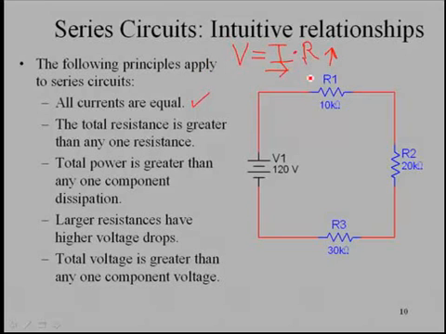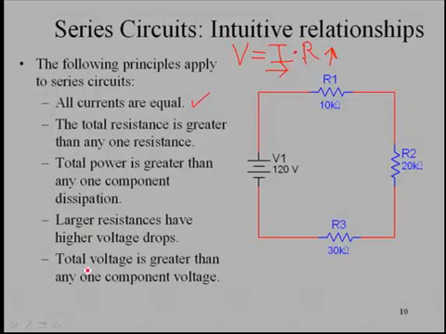And so we have three components here. This is the largest, 30K, so this would have the largest voltage drop based upon the formula that current times resistance equals voltage. Since this has the largest resistance and all currents are equal, the drop here will be the largest.